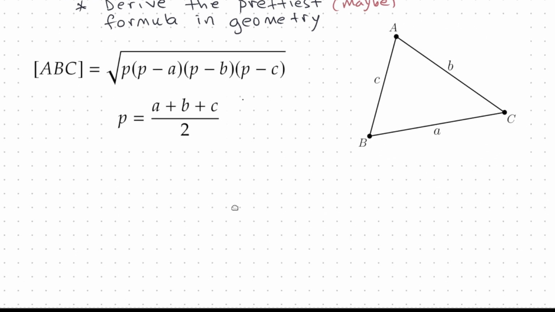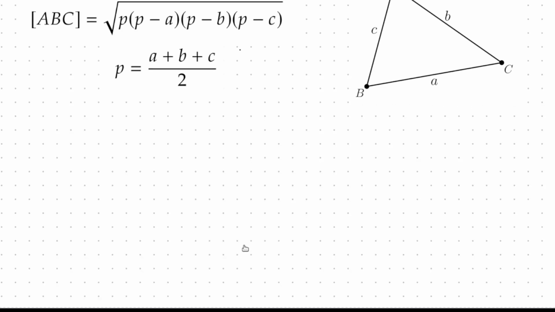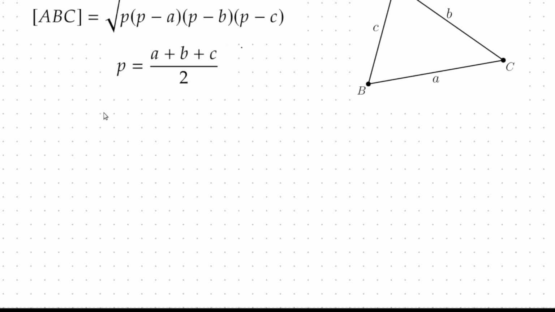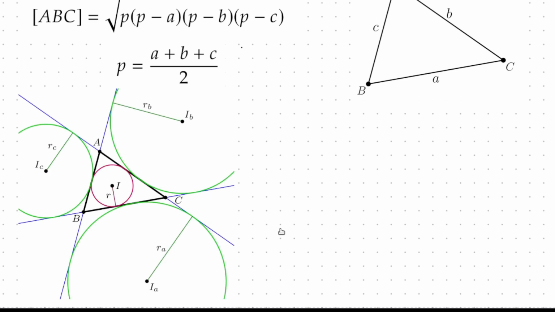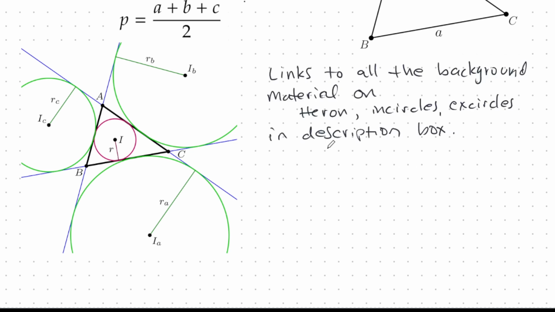Now, we also proved a bunch of stuff about incircles and excircles, which we will need to recall. So let's get the diagram. Here it is. We have our triangle ABC, and we have a red incircle, and we have the 3 green excircles. And we proved a whole bunch of stuff about this in previous vids, and I will leave links to these vids in the description box. So I'll leave all the Heron stuff, the incircles and excircles videos, I'll leave links to that in the video description box.